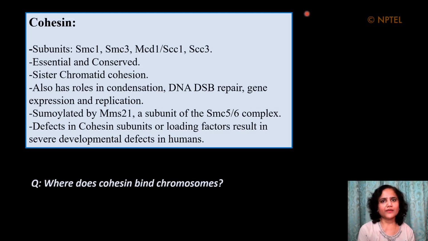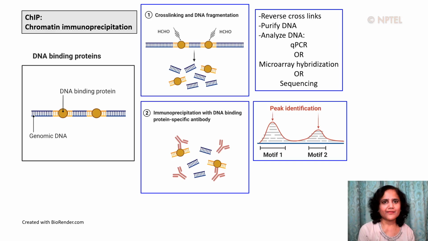So when cohesin was first discovered, we asked the question, where does cohesin bind to chromosomes? Because this was not known at all. For this, we employed a technique termed chromatin immunoprecipitation, or ChIP, in which one of the components of cohesin, MCD1, was immunoprecipitated from sheared formaldehyde cross-linked chromatin from yeast cells.